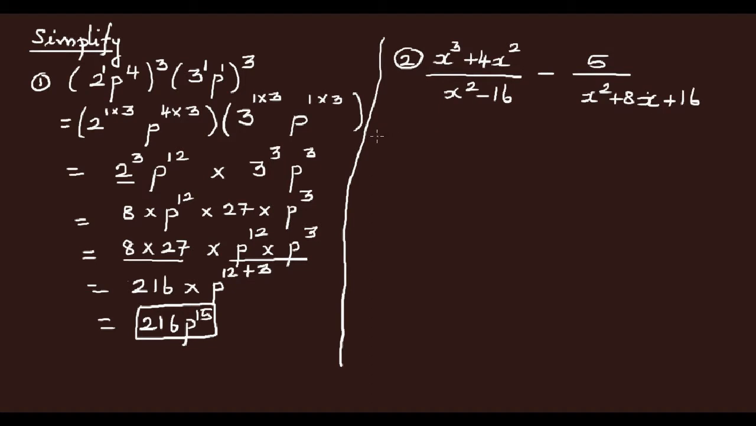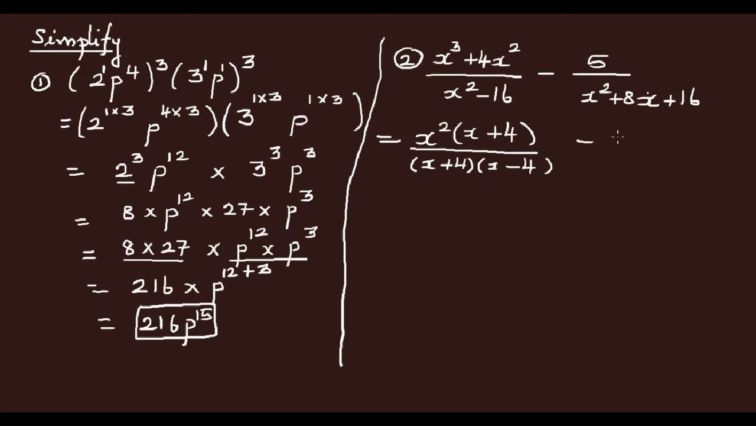The first step is we can factorize. How will you factorize the top? What can you factor out in the numerator? You can factor out x squared. So you have x squared times (x plus 4). How will you factorize the denominator? This is a difference of two squares. As it is x squared, you have to have an x in both the brackets. And you want negative 16 here, so plus 4, negative 4.